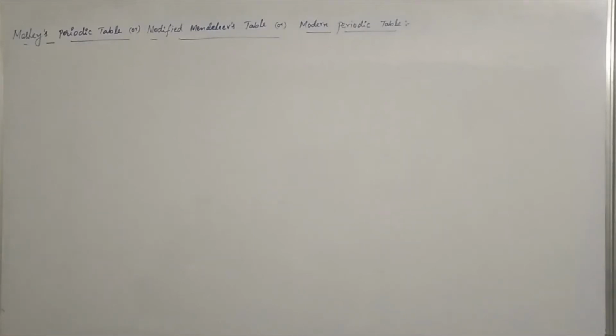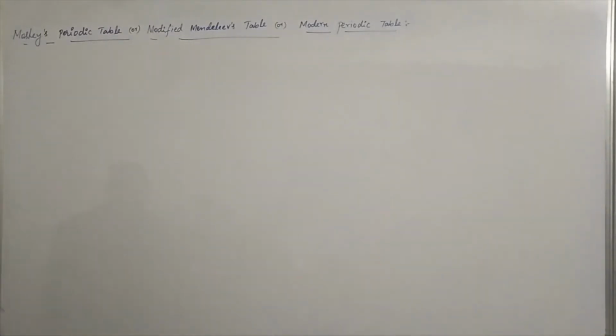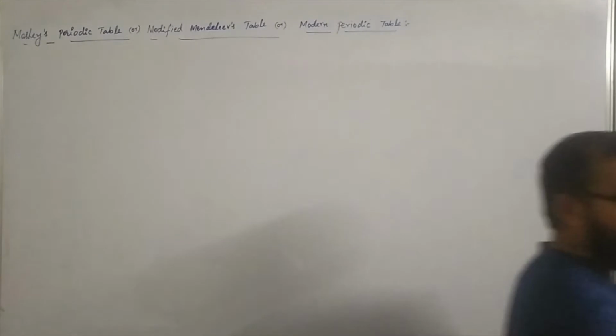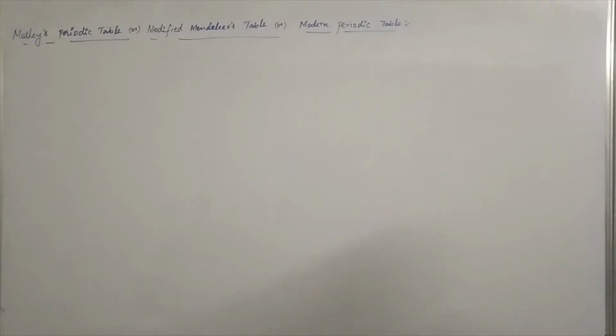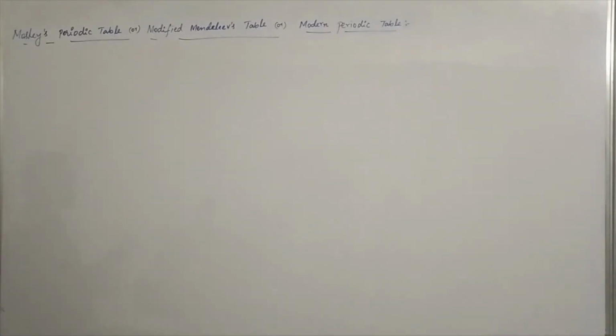So in the last lecture we have seen Mendeleev's table and the limitations or drawbacks of Mendeleev's table. He is the first one to introduce groups and columns. Horizontal rows are called periods and vertical columns are called groups. In total he introduced 7 groups and almost similarly 7 periods.